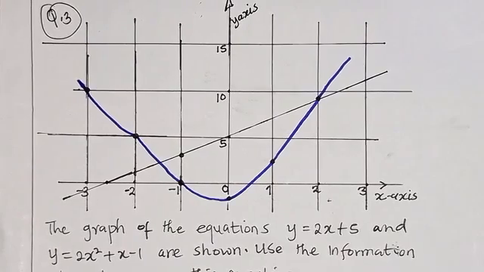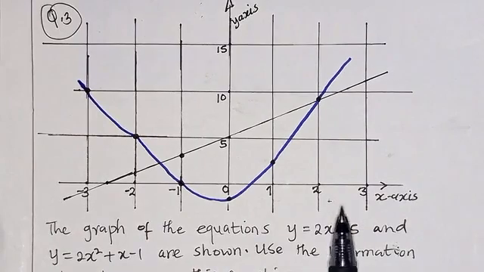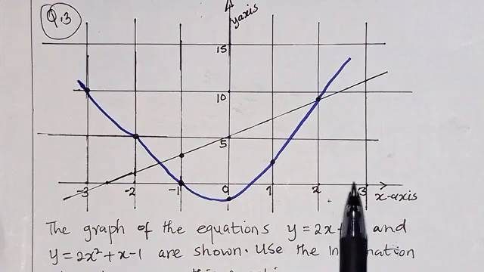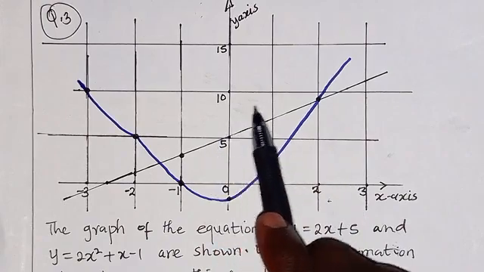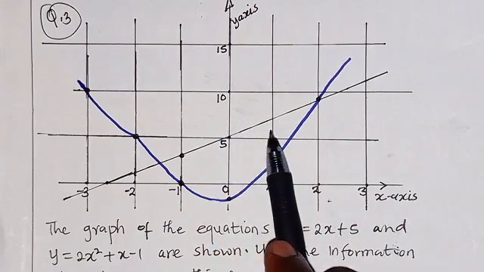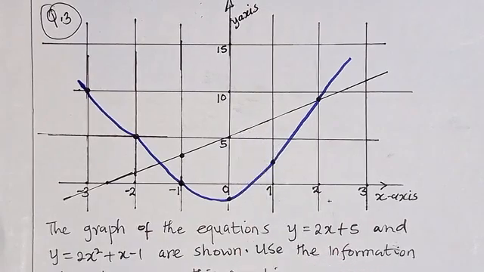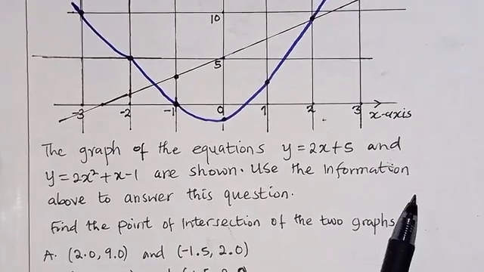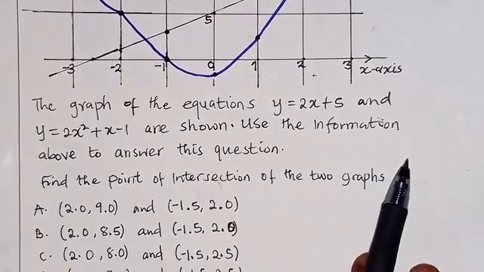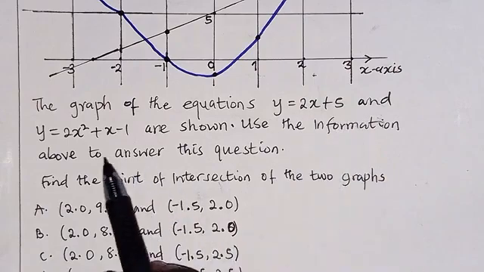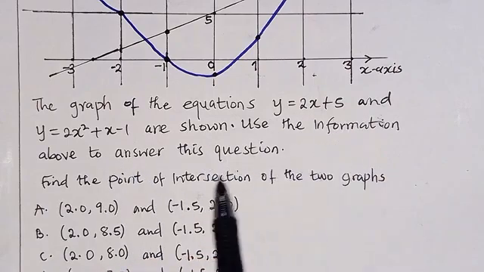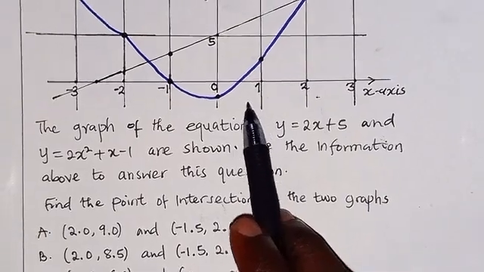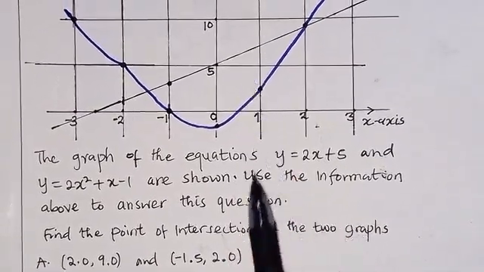This is question 3 on the graph of linear and quadratic functions. So we have this function; we are improvising this as a graph, where we have the y-axis and the x-axis. Now we have the question down here: the graphs of the equations y equals 2x plus 5 and this are shown using the information above in the graph.